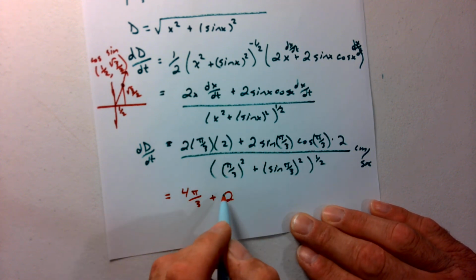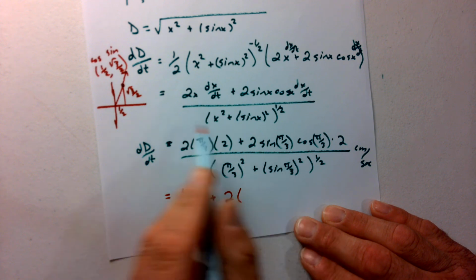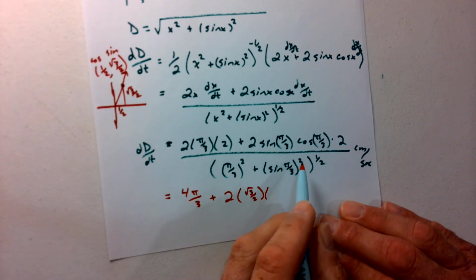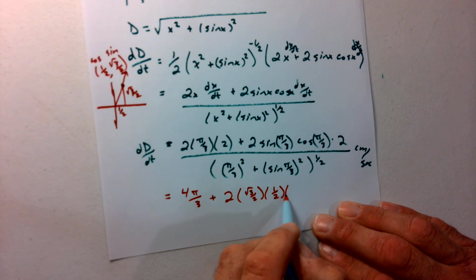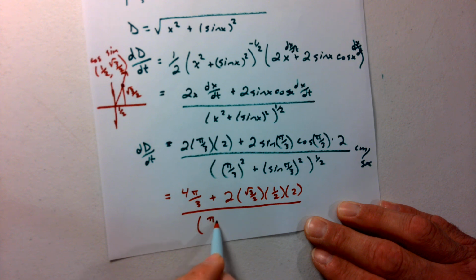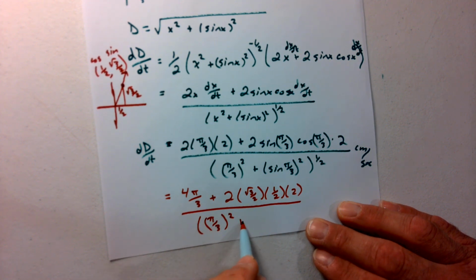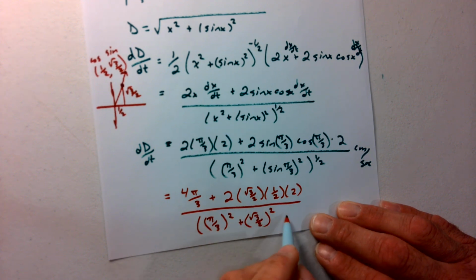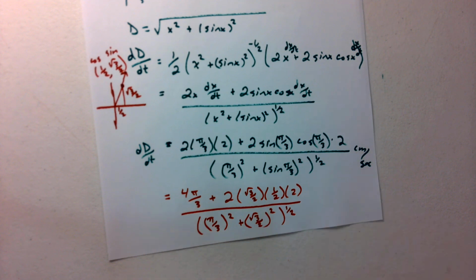So if you're so inclined, you can rewrite this as 4 pi over 3 plus 2 sine of pi over 3, which was radical 3 over 2, cosine of pi over 3, which is 1/2, times 2, divided by (pi over 3) squared, plus (the sine of pi over 3, which is radical 3 over 2) squared, to the 1/2 power. From there, you can clean it up as much as you want.